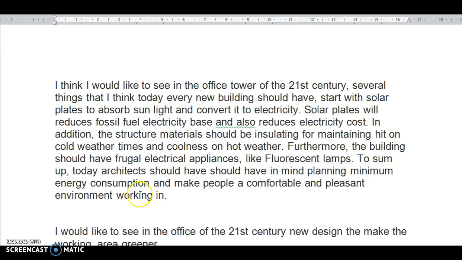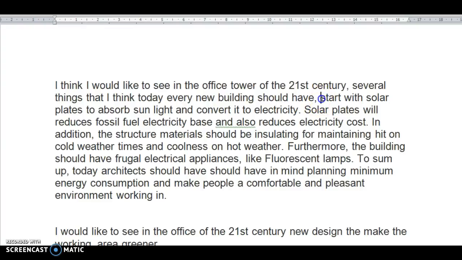Okay, let's take a look at the next one. And here, what do we see? We see it looks like a paragraph. Let's see what it does. "I think I would like to see in the office tower of the 21st century several things that I think today every building should have." Very nice. We've got a topic sentence.